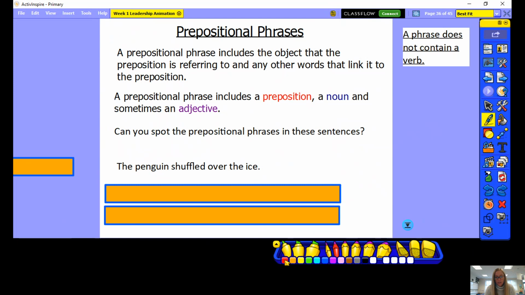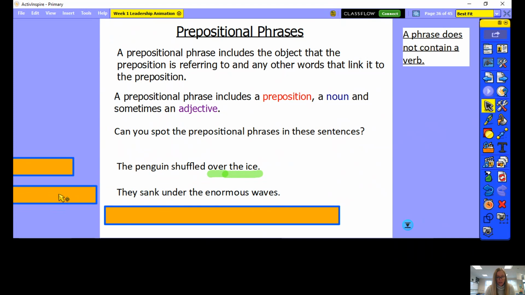Okay, so let's have a look. The penguin shuffled over the ice. We know the word over is the preposition. So the part of the sentence that is the prepositional phrase is over the ice, because it has the preposition and the noun, the object of the sentence. This sentence does not have an adjective to describe the ice.